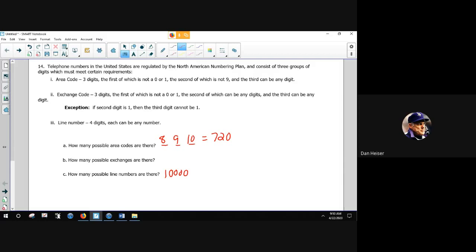Now it gets a little tricky. The exchange code also has 3 digits, but there's an exception. First of all, the first digit cannot be a 0 or 1. So again, I'm left with 8 choices. So for example, an exchange code cannot be 0 something something or 1 something something.